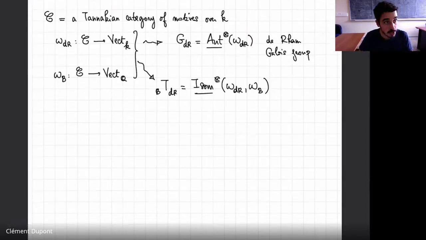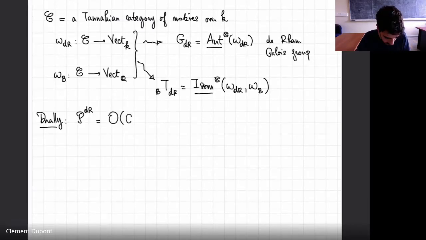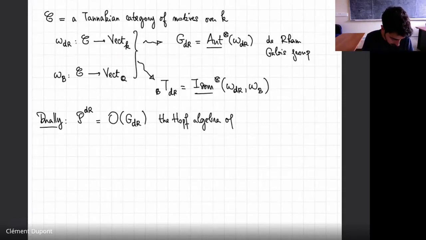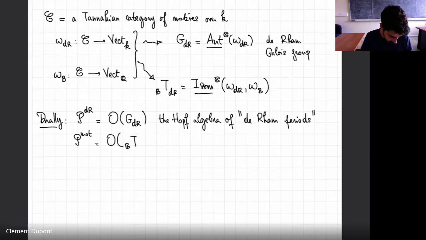And now dually, you can take the functions on those spaces. So dually, you can look at something that I will call P de Rham, which is just the space of functions on G de Rham. And it's a Hopf algebra because it's functions on a group scheme. It's the Hopf algebra of things that many people call de Rham periods. So a de Rham period is just a function on the de Rham Galois group. And you can look at something that's called P-mot, which is the functions on this torsor. So this is not a Hopf algebra because the torsor is not a group, but it's still an algebra. It's the algebra of motivic periods.